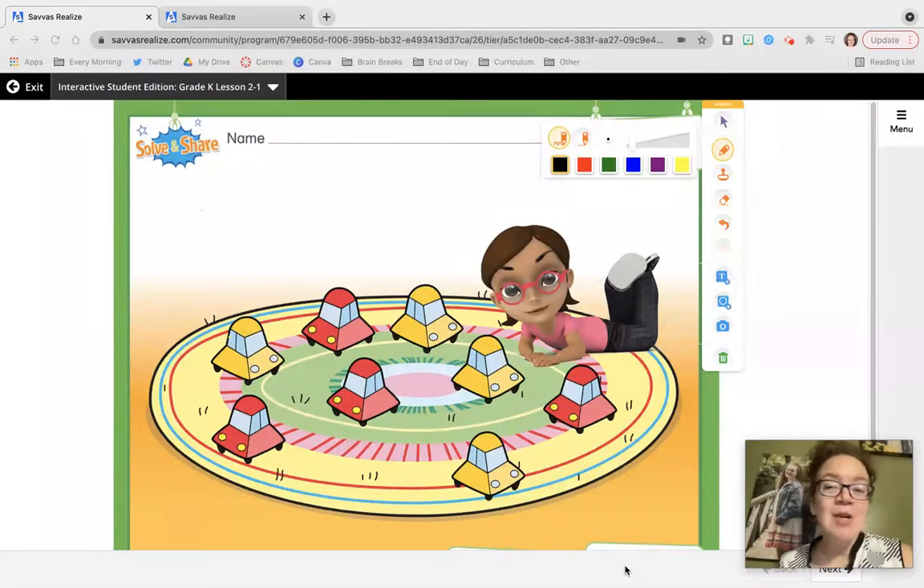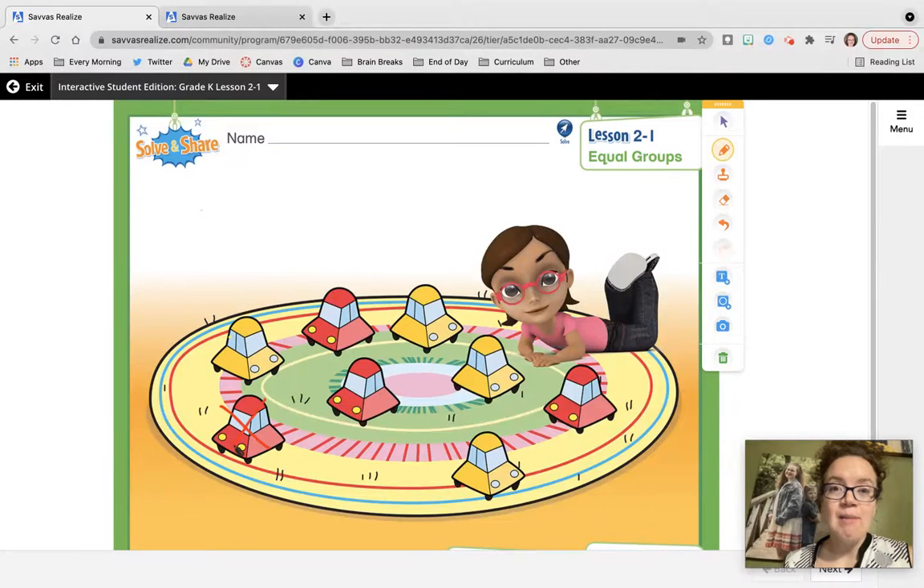This girl has some cars. She has some red cars and some yellow cars. How can we see if they have the same number of cars? Well, let's count and find out. I'm going to use my red. You can use your red crayon, and we're going to count them.